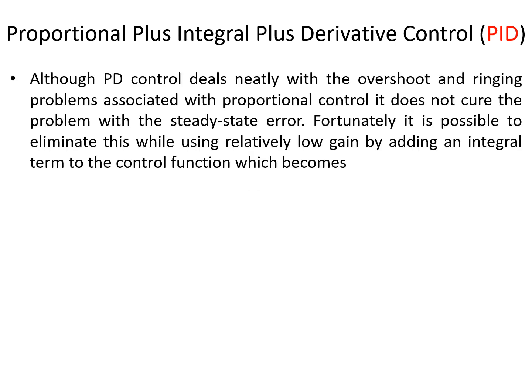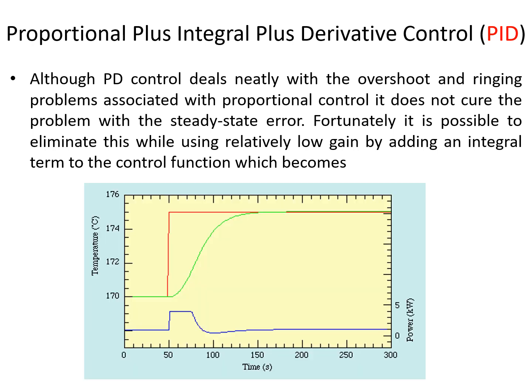Coming to the operation and advantages of the PID controller: though the PD controller deals neatly with the overshoot and rising problems associated with proportional control, it does not cure the problem of steady state error. It is possible to eliminate this while using relatively low gain by adding an integral term to the control function, which becomes like this. So we are able to get a proper output using a PID controller.